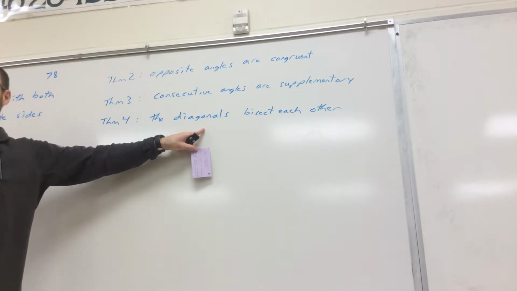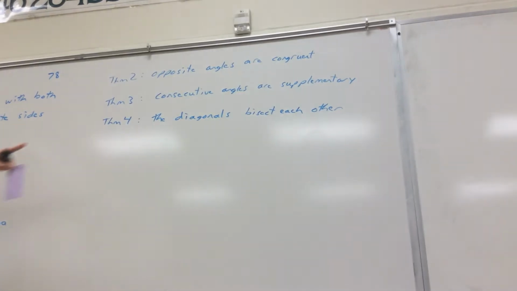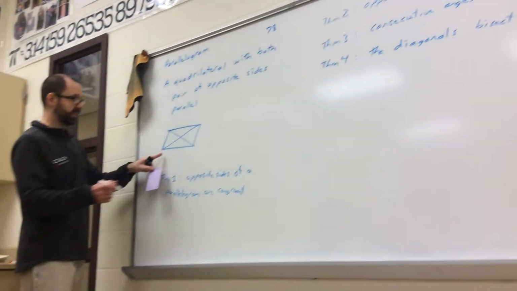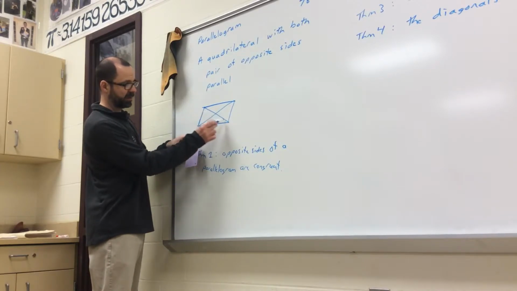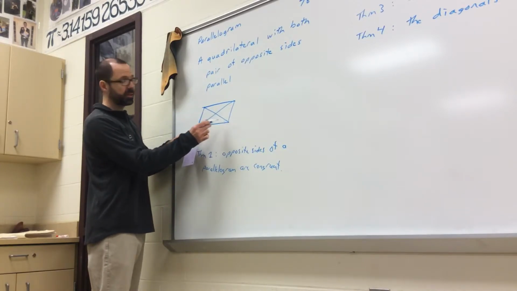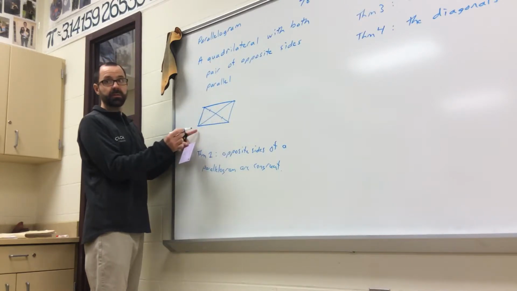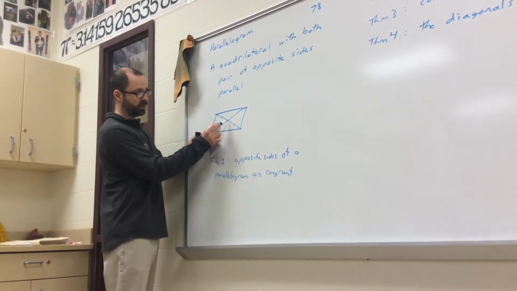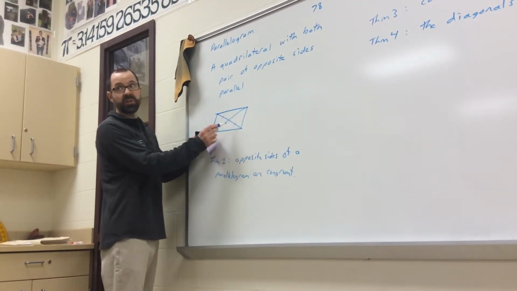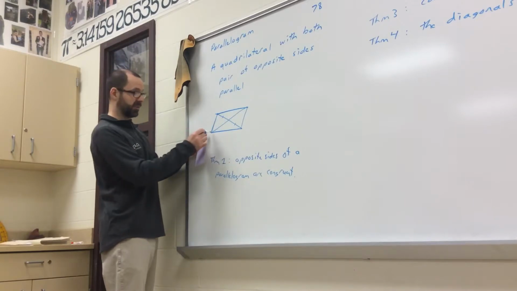And the word bisect means cut each other in half. So that means that here's the first diagonal, and it's getting cut in half. So this piece is equal to that piece. So if you measured that piece and it was 2 inches, you would automatically know that that was 2 inches also. And then here's the other diagonal.